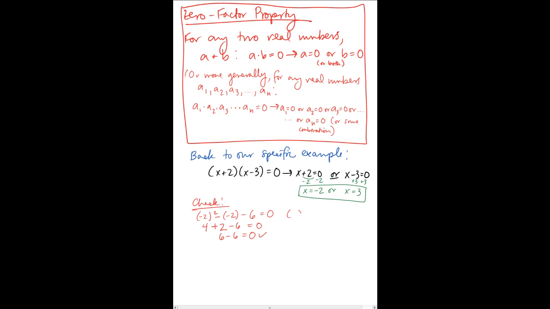Let's try it again with 3. x squared minus x minus 6 equals 0. I go back and plug in 3 in each spot. 3 squared is 9, minus 3, minus 6 equals 0. 9 minus 3 is 6, so I get 6 minus 6 equals 0. That is also correct. So we can see that either one of these values will work.